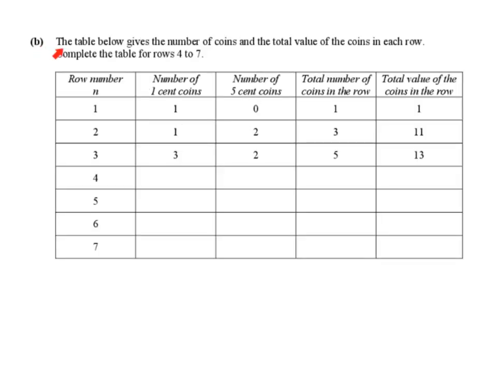Part B. The table below gives the number of coins and the total value of the coins in each row. Complete the table for rows 4 to 7. So here we have row 1, which is completed, row 2, and row 3. Now we need to complete row 4, 5, 6, and 7.